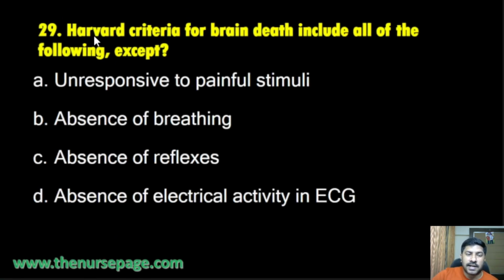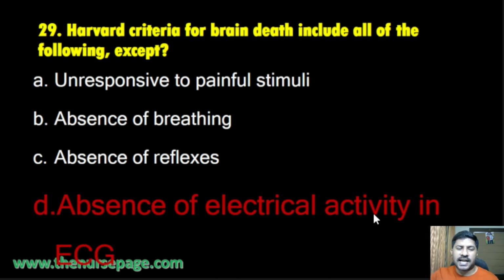So next question, Harvard criteria for brain death include all of the following except. In the previous question, I discussed some criteria. So here you need to find out which criteria is not included in Harvard criteria for brain death. The options are unresponsive to pain stimuli, absence of breathing, absence of reflexes, absence of electrical activity in ECG. So here the correct answer is absence of electrical activity in ECG.